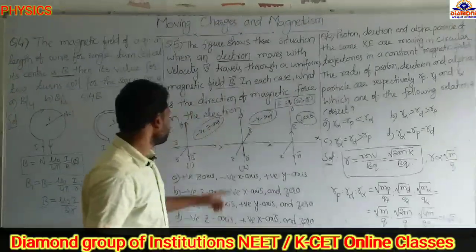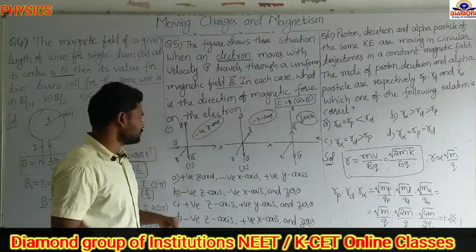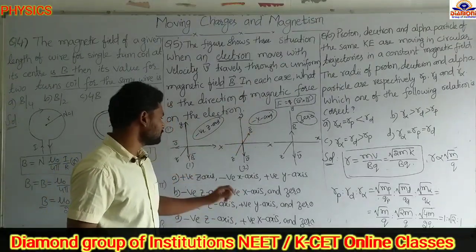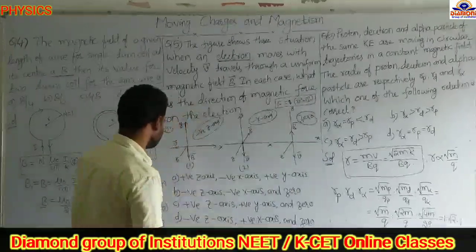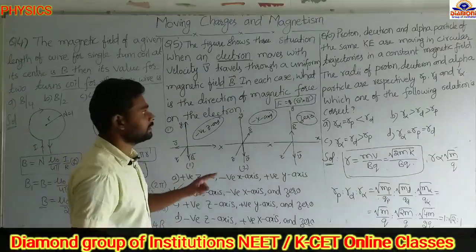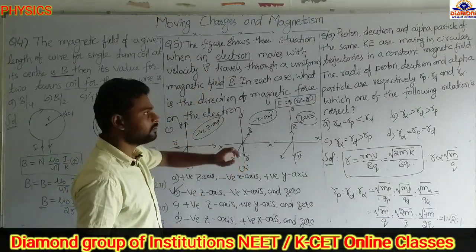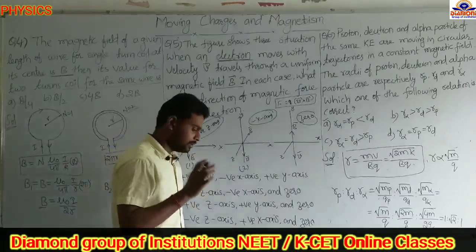Now see options. First case negative z axis, second case negative x axis and third case 0. So B option is the right answer. Clearly take it. Here they gave the electron. Okay, whenever you are using the rule, take care.